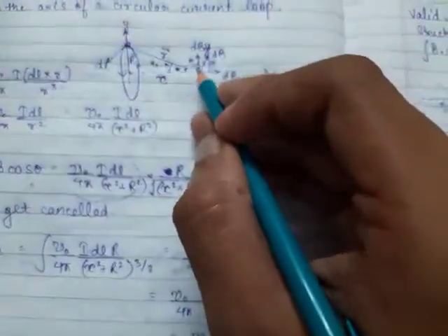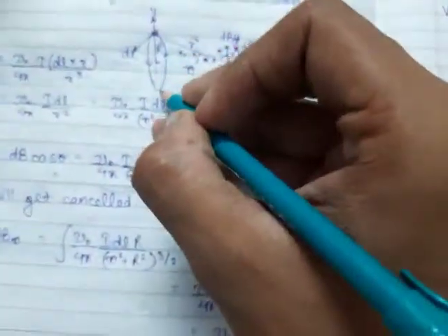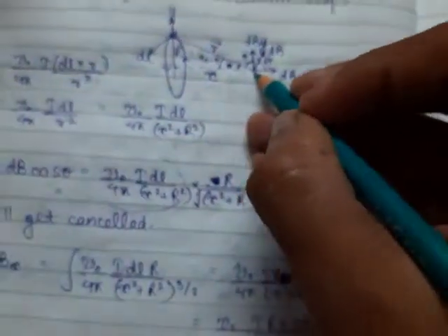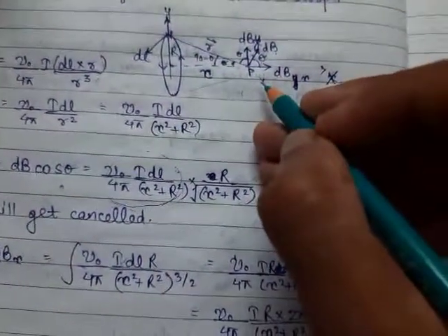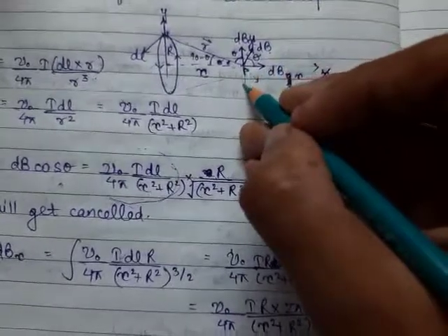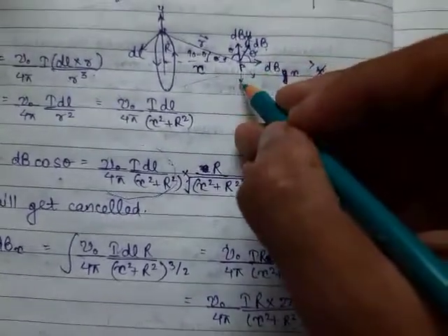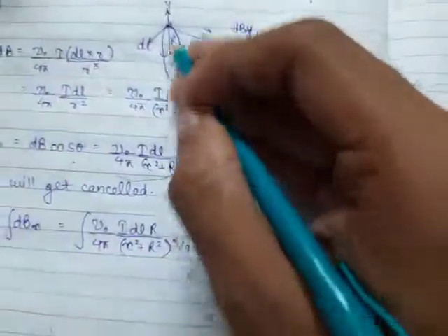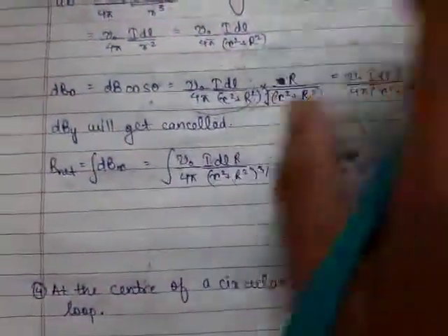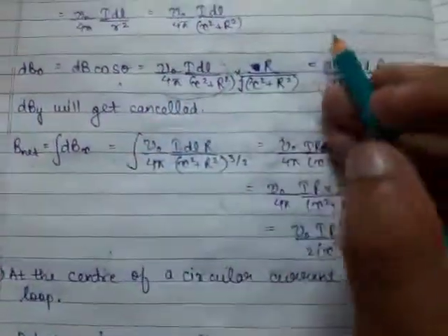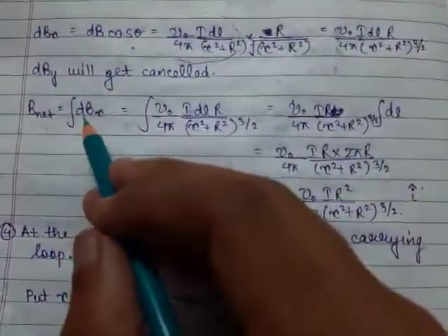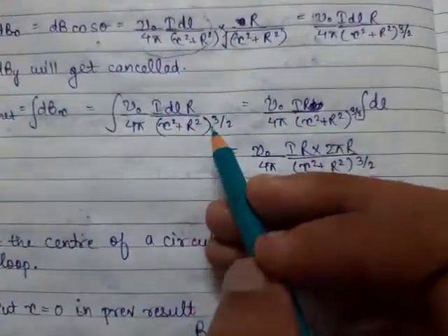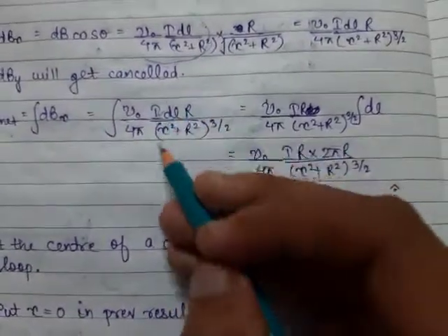dBy will get cancelled. Why? Because there will be a point over here also which will have the magnetic field in this direction symmetrically. So it will also have a dB component in this direction, a dBx component in this direction. dBx component gets added up and dBy component will cancel each other for each of the elements we will consider. So dBy gets cancelled. Now B net, the net magnetic field over here will be the integration of dBx. It will be equal to the integration of mu naught by 4 pi IDL r by x square plus r square to the power 3 by 2.